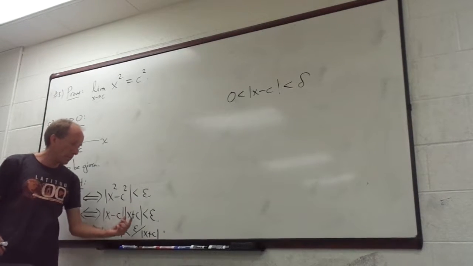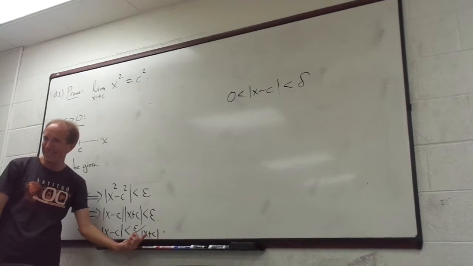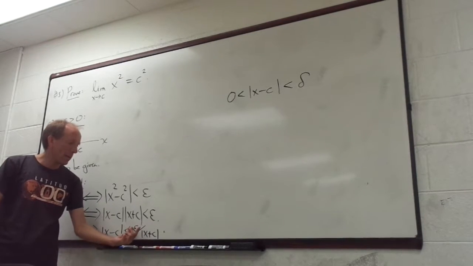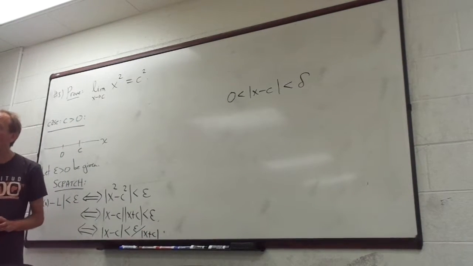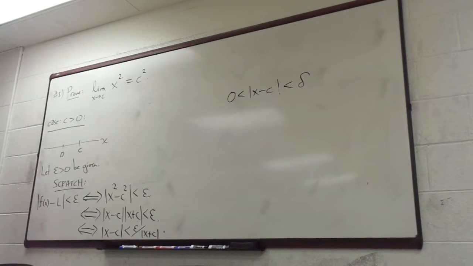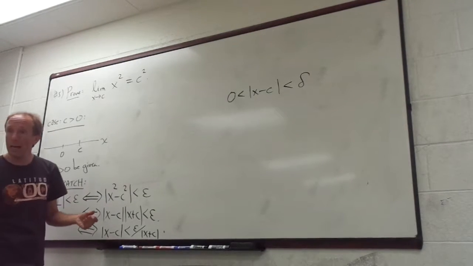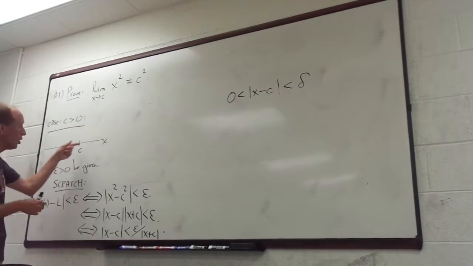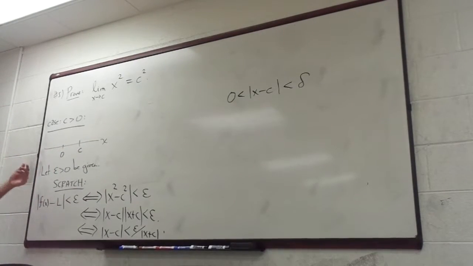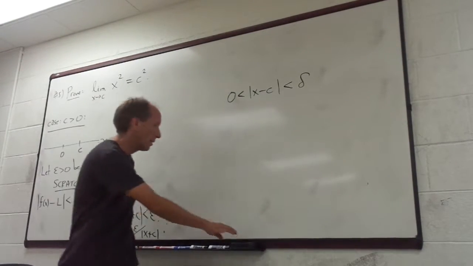Now, can I just make this my delta? You can have c in there, right? It's okay to have c in there. Yeah, the c is not the problem. The x is not a fixed number, right? x is this variable along the x-axis here. So this is actually not going to work.